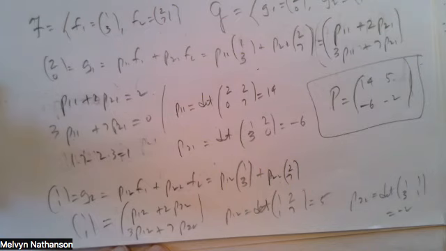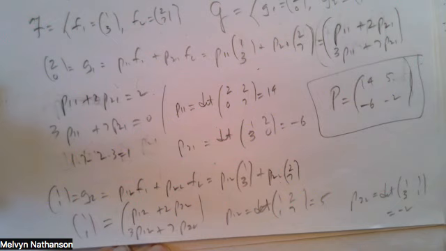Compute the coefficient vectors, the coordinate vectors for the vector 5, 3, and show that we have the right matrix.